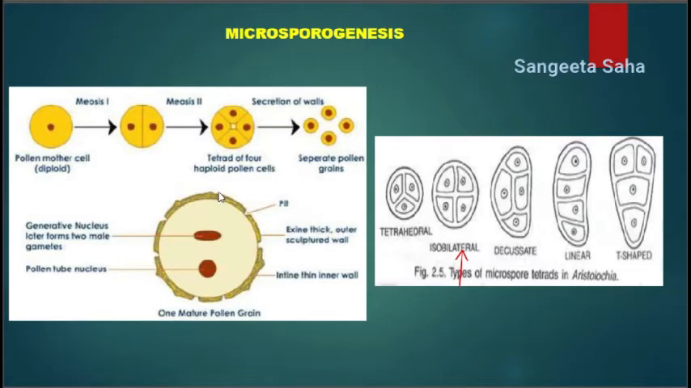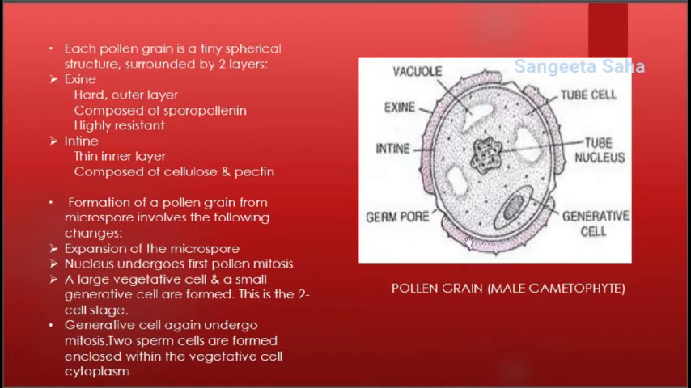Now these microspores are arranged in a cluster of four cells, that is the microspore tetrad, held by callose walls. The callose wall is broken down by an enzyme called callase, and the microspores become free. As a result, they develop into pollen grains. And when the anther matures, it releases these pollen grains, and these pollen grains produce the male gamete. The study of these pollen grains is known as palynology.